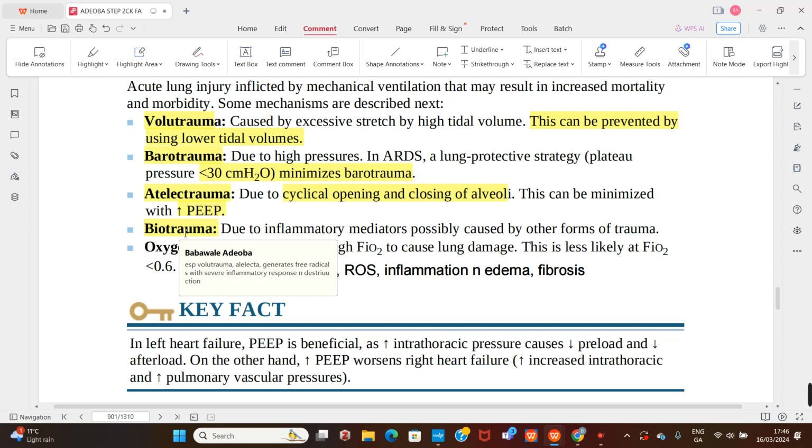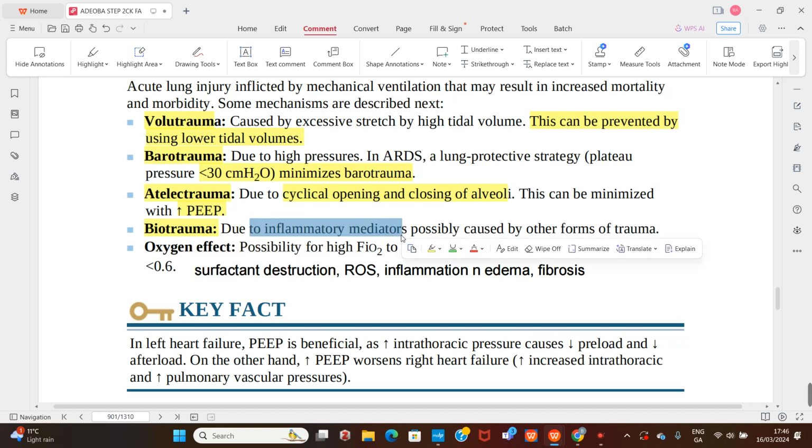They generate free radicals, which can lead to severe inflammatory response and destruction of the alveoli at the end of the day. So when your systemic inflammatory mediators come into play, either from atelectrauma or from volutrauma, there's inflammation and destruction of the alveoli, and that's going to lead to hypoxemia. And that hypoxemia can lead to something else. It can even cause increased intrathoracic pressure, which we are going to talk about.